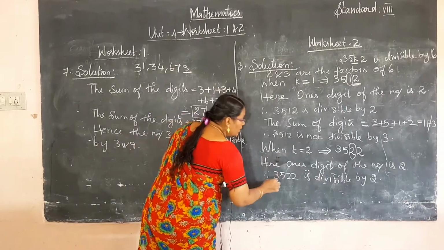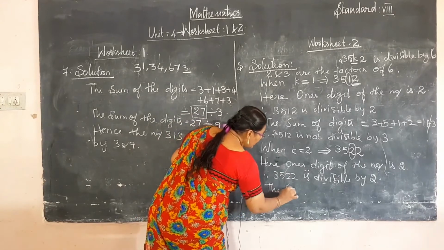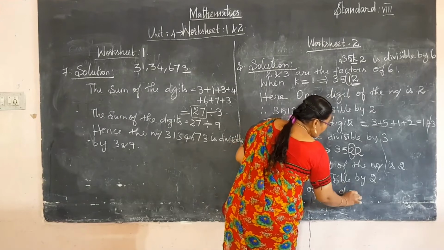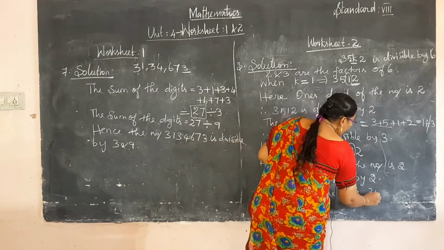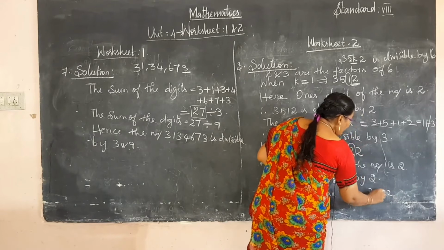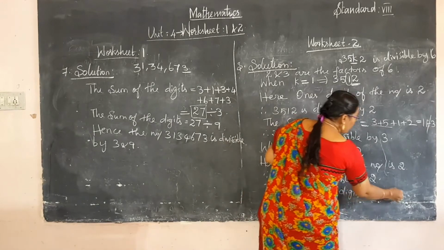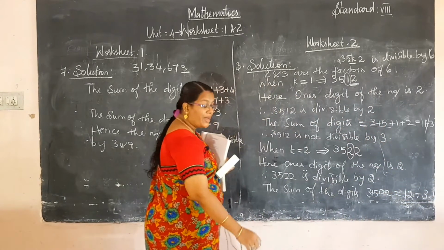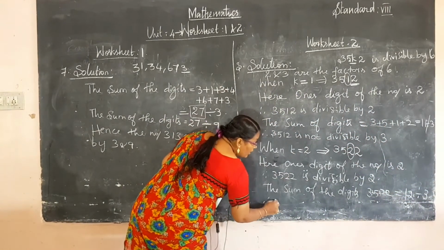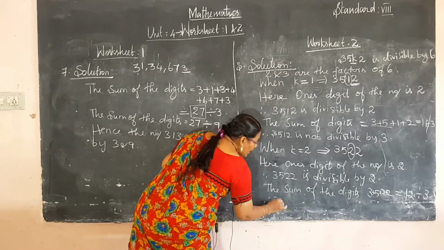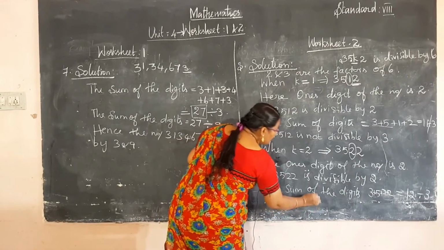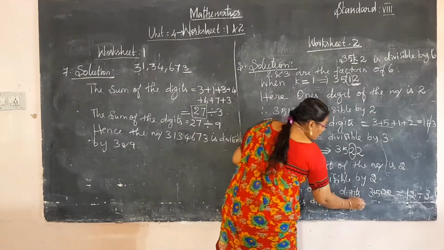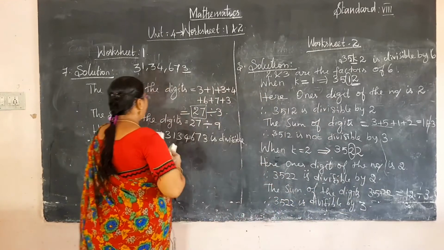Now check whether the given number is divisible by 3 or not. See the sum of the digits of 3, 5, 2, 2. So add the values. What do we get? 8 plus 4, 12. 12 is divisible by 3. Therefore the number 3522 is divisible by 3.